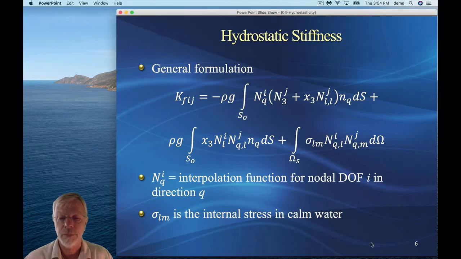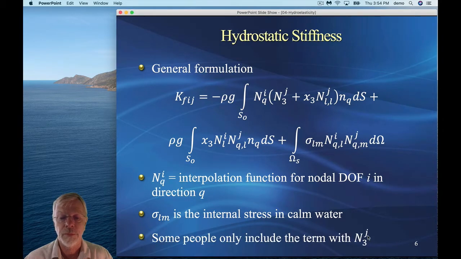I'd like to point out that some people only include the N3J term. If we look up there in that equation, there's an N3J in the first term there. And so some people use a formulation that only includes that term. Now, if you're going to do that approximation, it's important to calculate the hydrostatic stiffness for the rigid body modes separately, because this term just by itself does not give you the correct hydrostatic stiffness coefficients for rigid body motion.